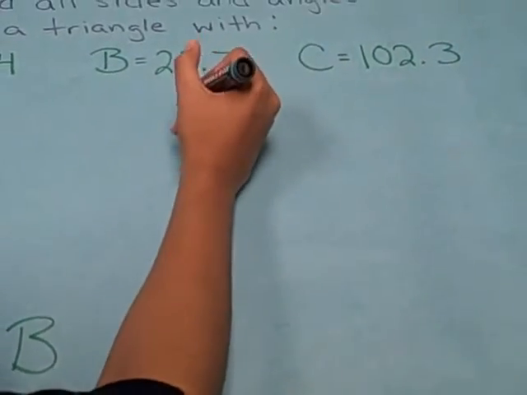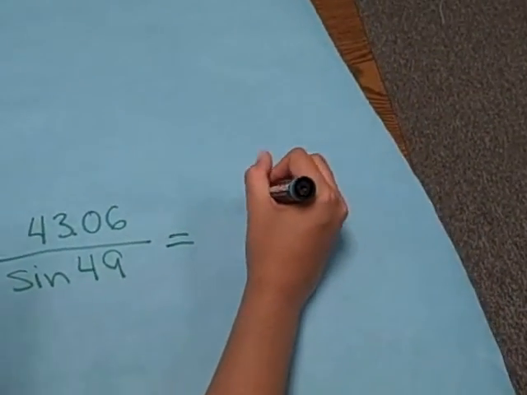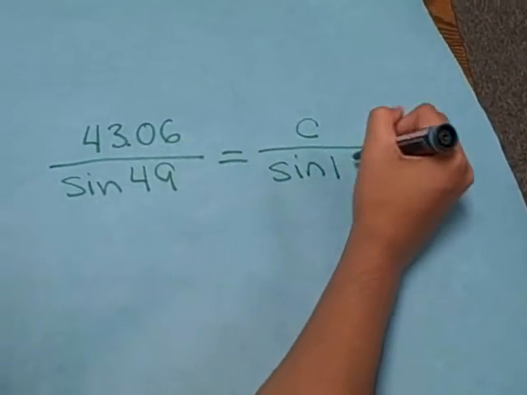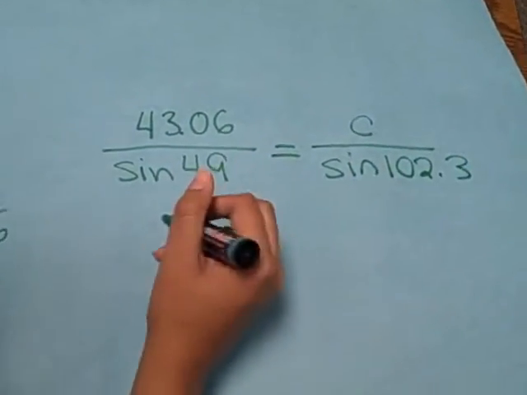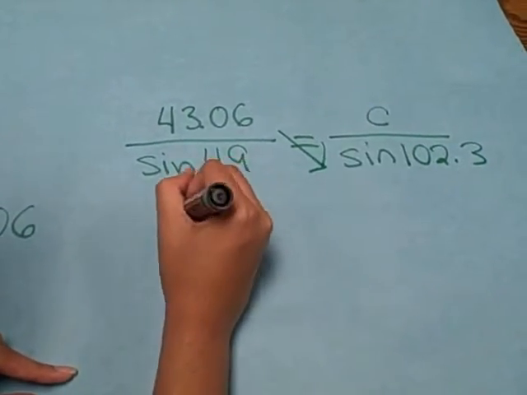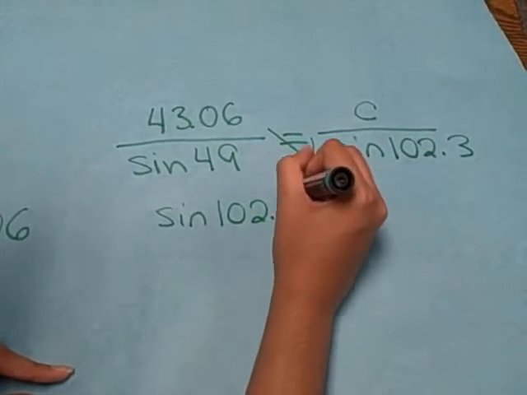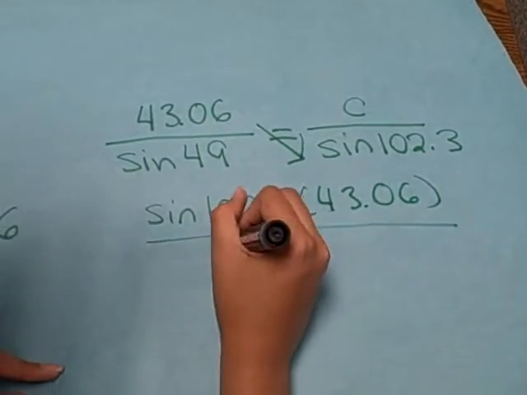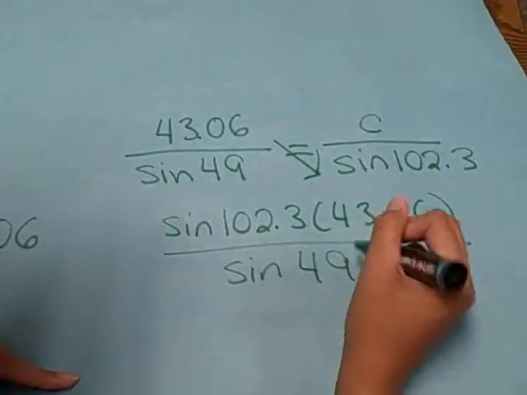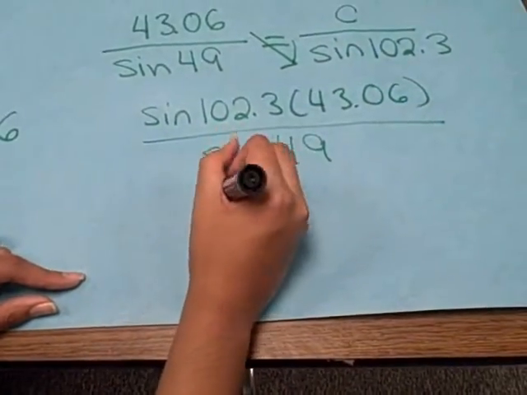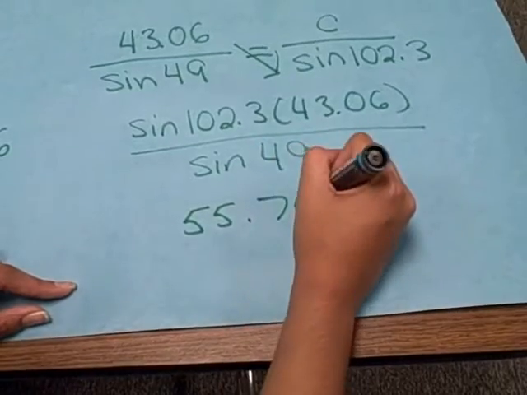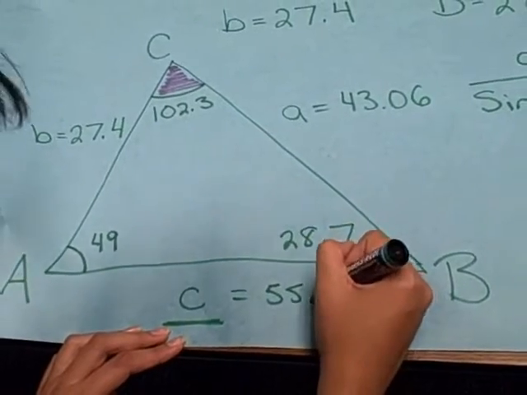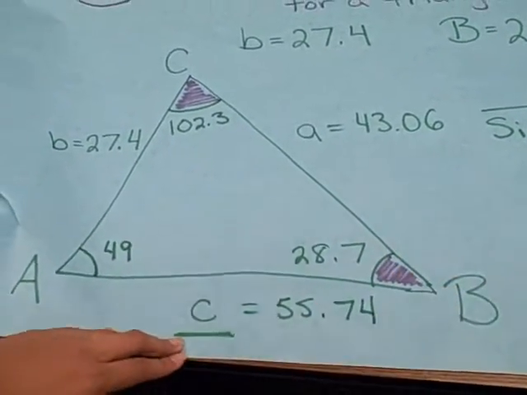So we can go ahead and try to find little c. Since we do not know little c, we keep little c, and then have sine big C, which is equal to 102.3. You cross multiply once again, and you have sine 102.3 times 43.06 over sine 49. And we see that this equals 55.74, equal to little c. And now we have found all sides and angles.